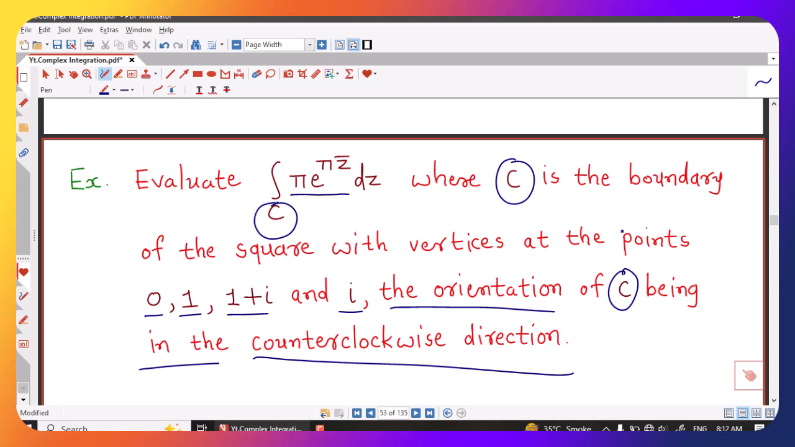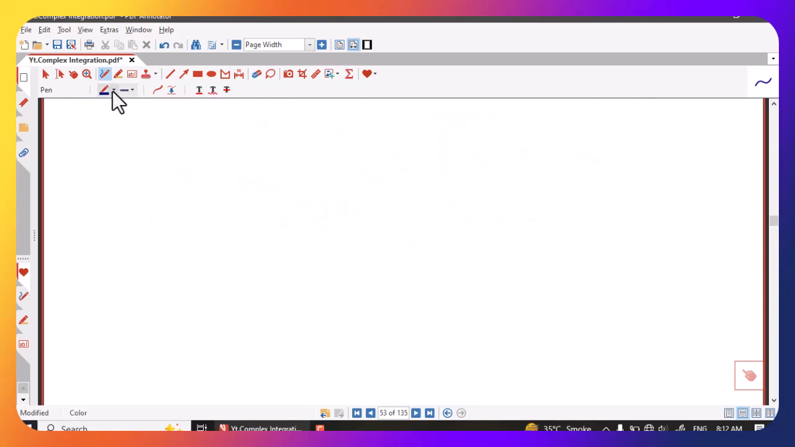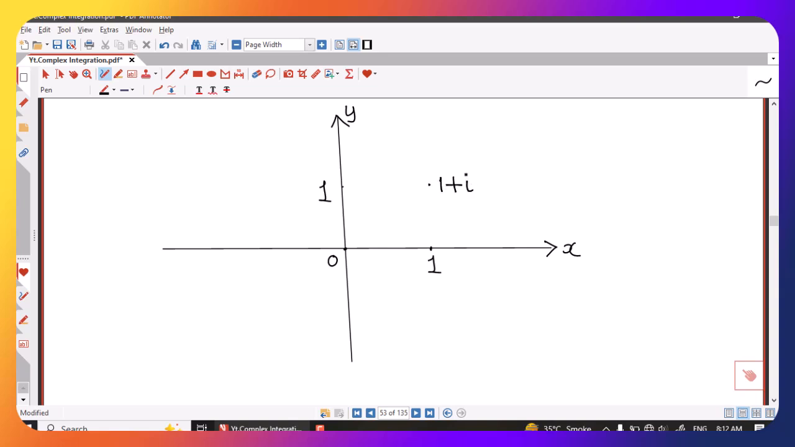So first we have to draw this square whose boundary is given, and we have to integrate along that boundary of the square with the given vertices. So we roughly try to sketch that square in the xy plane. Suppose these are the real and imaginary axes. Vertices are at 0. Suppose this much distance is 1 on the x-axis and this much distance is 1 on the y-axis. Then approximately this point is 1, 1, or 1 plus i.